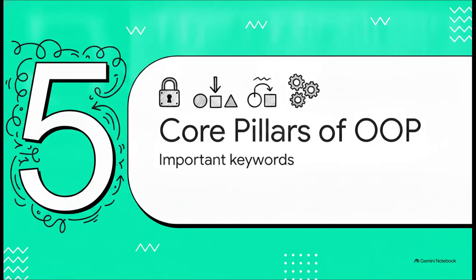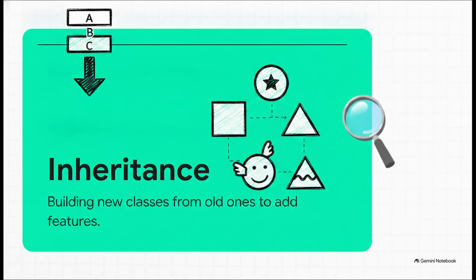All right, moving into Section 5, the core pillars of OOP. Listen up, because if you've got an exam or a job interview coming up, these are the heavy-hitting keywords you absolutely must know. The first major pillar is inheritance, and it's exactly what it sounds like. It's a concept where new classes, which we call derived classes, can be built straight from existing old ones, which are the base classes. The new class just inherits the data and functions of the original. This means you get to add cool new features while safely holding on to all the old ones.